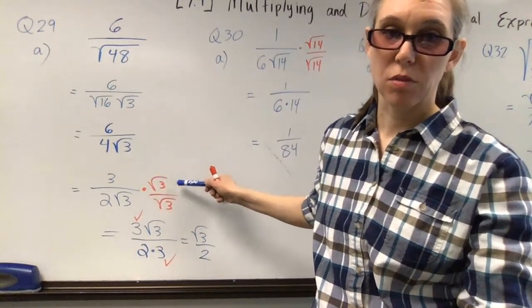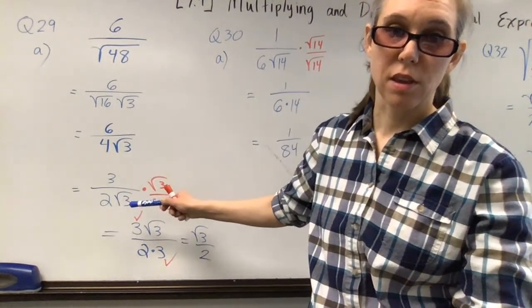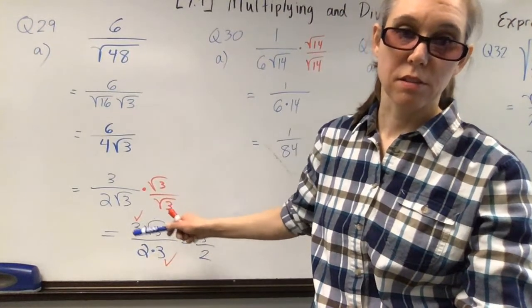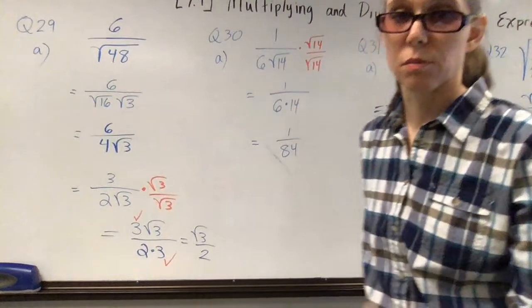Here we have the square root of 3 divided by the square root of 3, which is a form of 1. Notice then that the square root of 3 times the square root of 3 becomes 3. These 3's cancel, leaving you with the square root of 3 over 2.